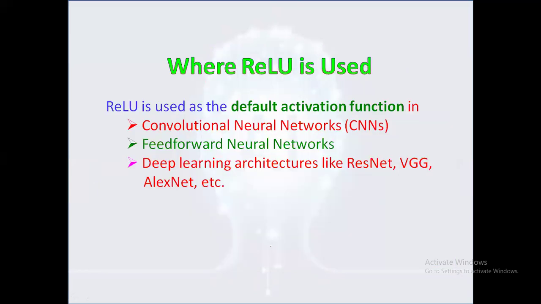Where ReLU is used. ReLU is the default activation function in most modern deep learning architectures due to its simplicity and performance. It is heavily used in convolutional neural networks, that we can call CNNs, for tasks such as image classification and object detection. Networks like AlexNet, VGGNet and ResNet rely on ReLU to maintain high training efficiency and accurate feature extraction.